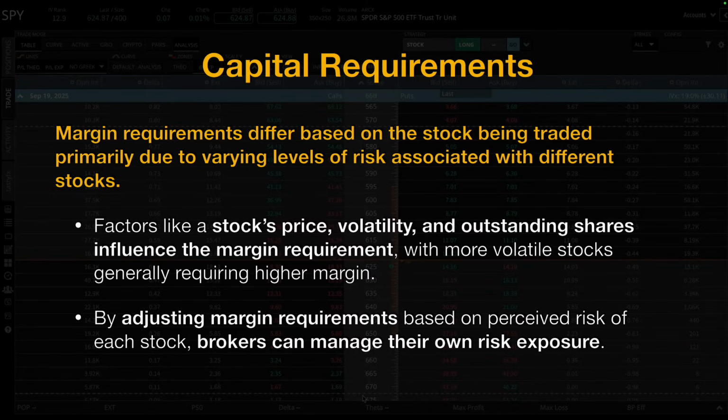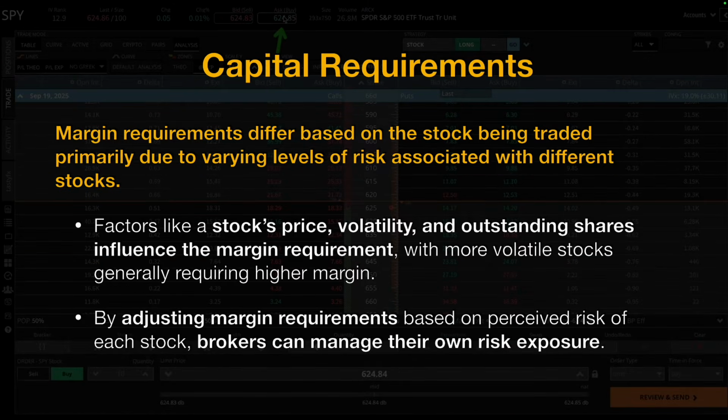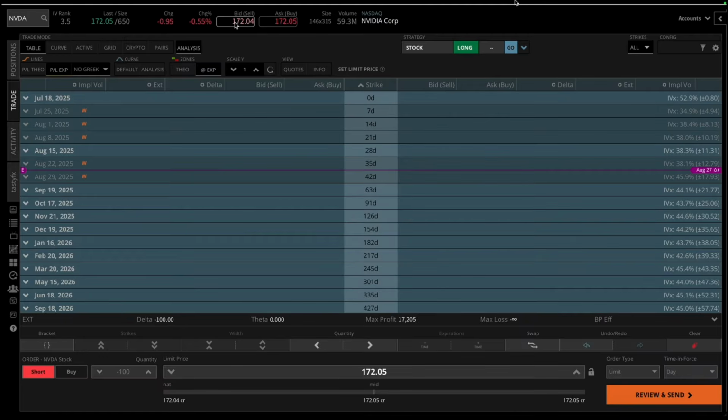Now I want to touch on margin requirements. It's important to understand that margin requirements do differ based on the stock being traded, primarily due to varying levels of risk associated with different stocks. Factors like a stock's price, its volatility, and outstanding shares influence the margin requirement, with more volatile stocks generally requiring higher margin. And brokers do this so that they can manage their own risk exposure. So let's demonstrate this by taking a look at some individual stocks to see how they vary.